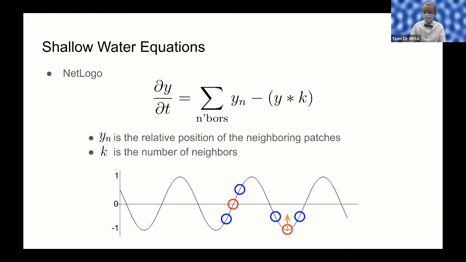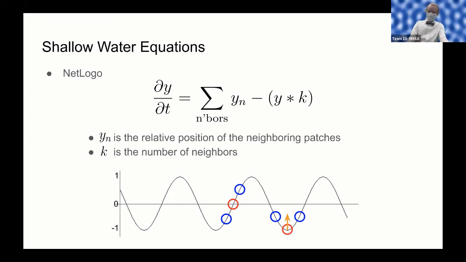So in the most simple scenario, we're going to be examining a one-dimensional rope. And then there's a ripple along that rope, and we can use this equation to model it. So in this case, K is going to be equal to 2, because there are 2 patches on either side of the patch that we're calculating for.